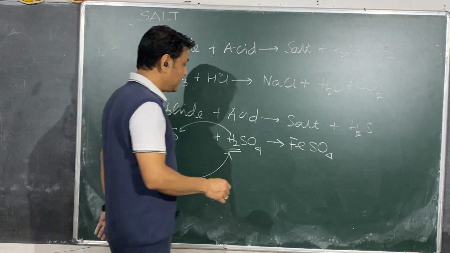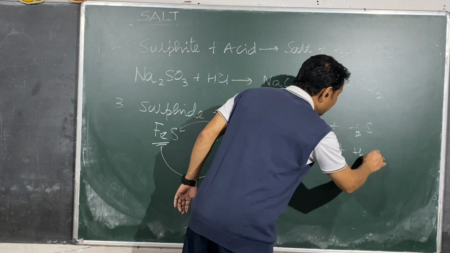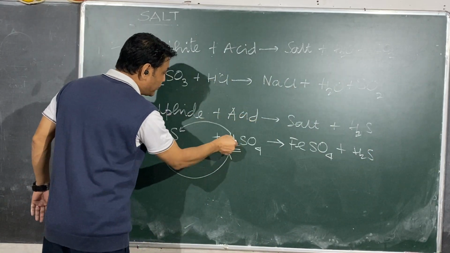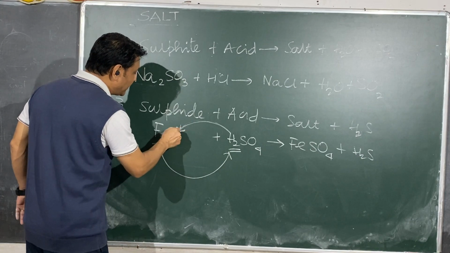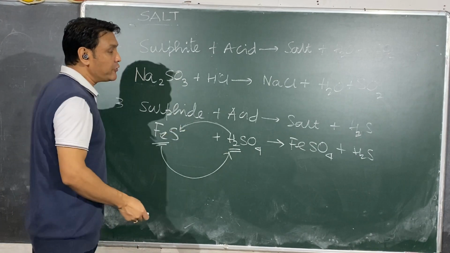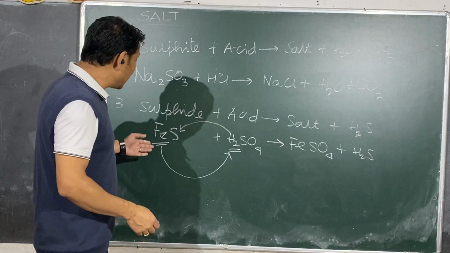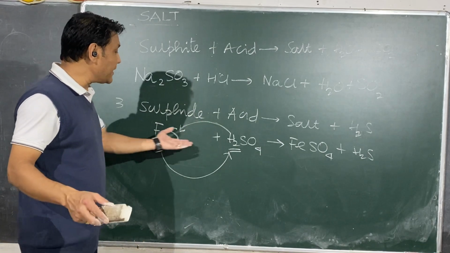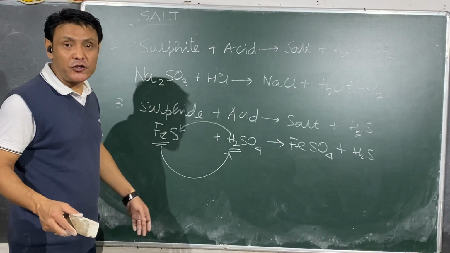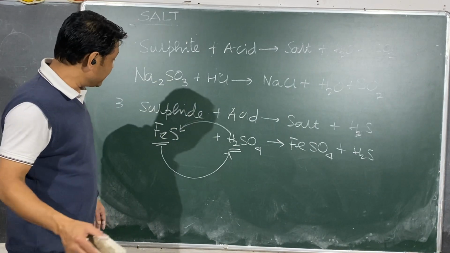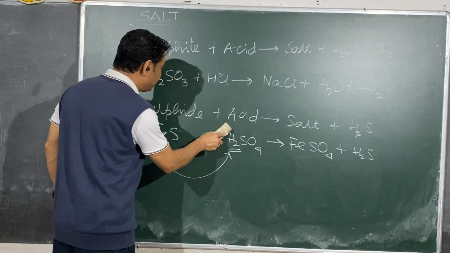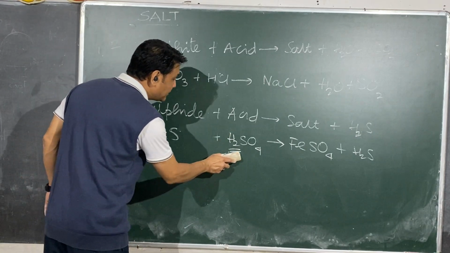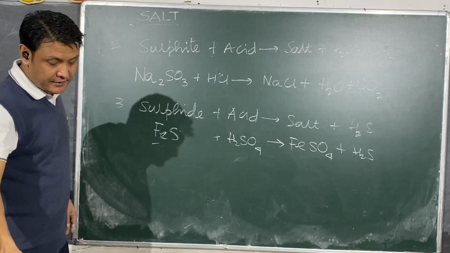The hydrogen will come and combine with the sulfide radical. So H2S, that's how it comes into existence. This hydrogen will combine with the sulfide and become hydrogen sulfide gas. So there is a double decomposition reaction in which the compounds exchange their radicals. This is a very good example of a sulfide reacting with an acid to form salt and hydrogen sulfide.